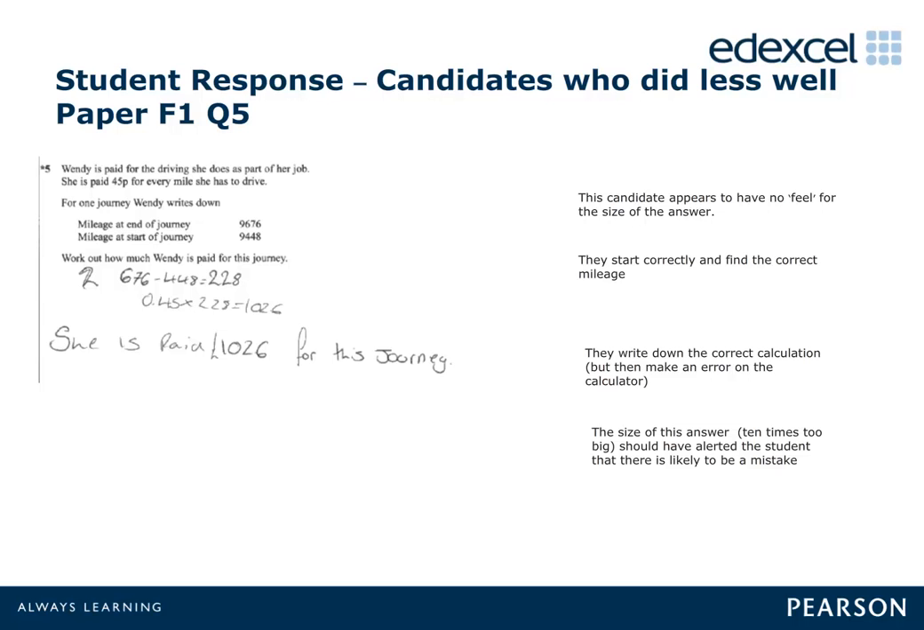This example illustrates the second extract raised from the principal examiner's report. The student did subtract the mileages, many added, but £1,026 should have alerted the student that the answer was wrong.